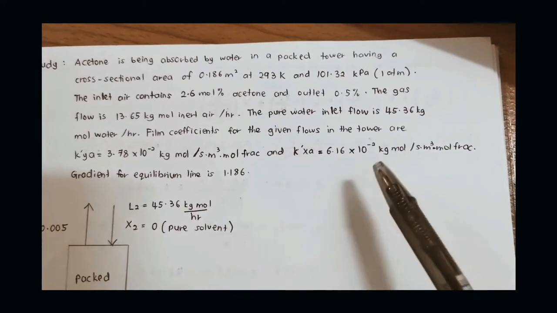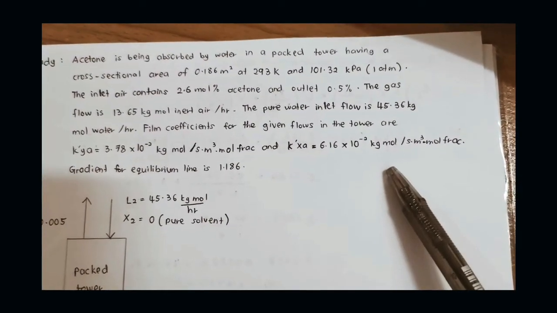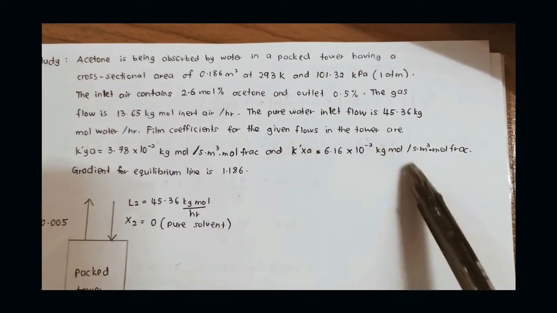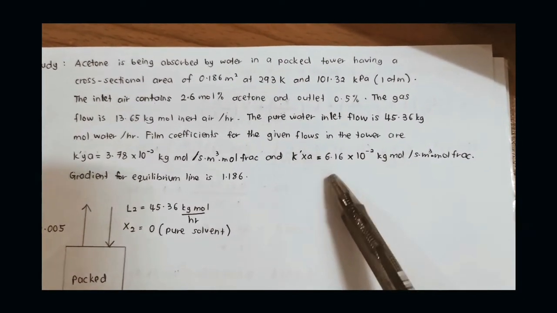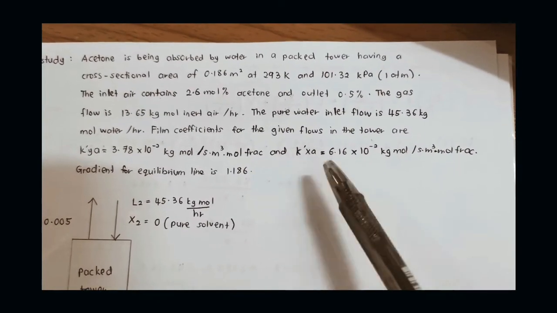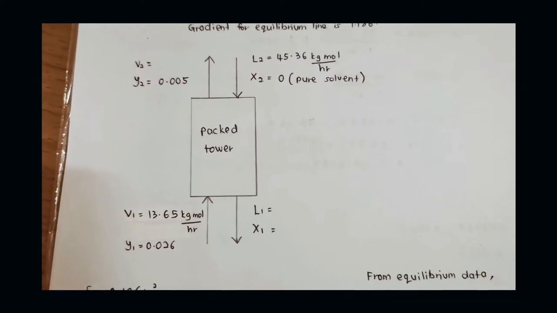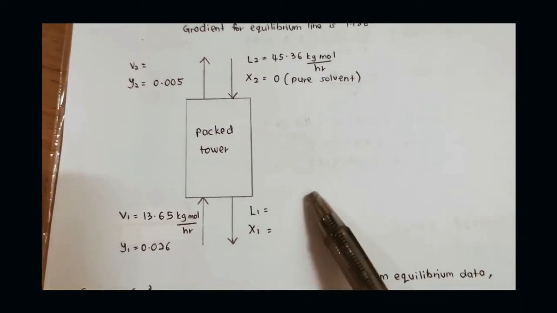So next we have to list out all the information from the question. It will be easy for us to answer the question. Okay, so next we have to draw the diagram for the packed absorption column like this.